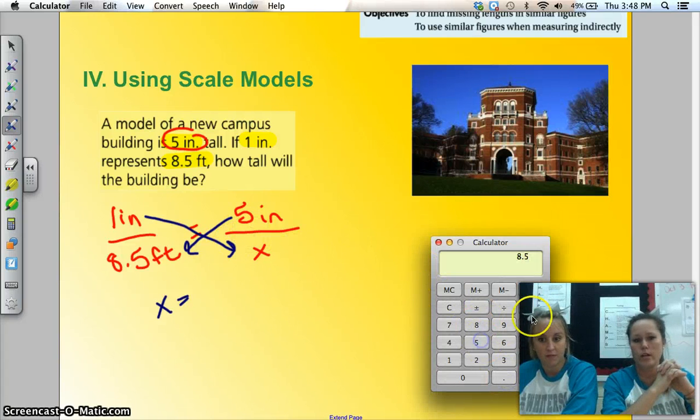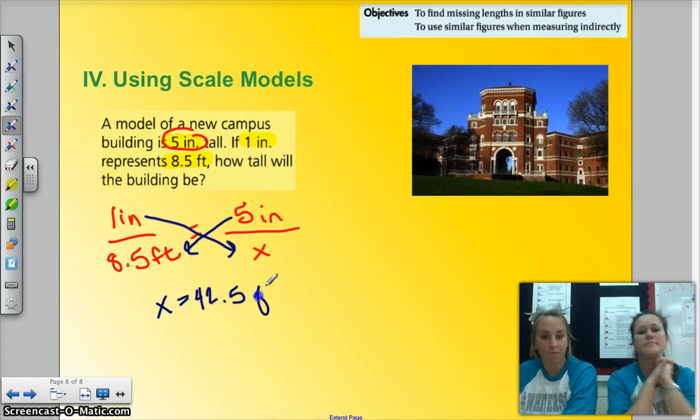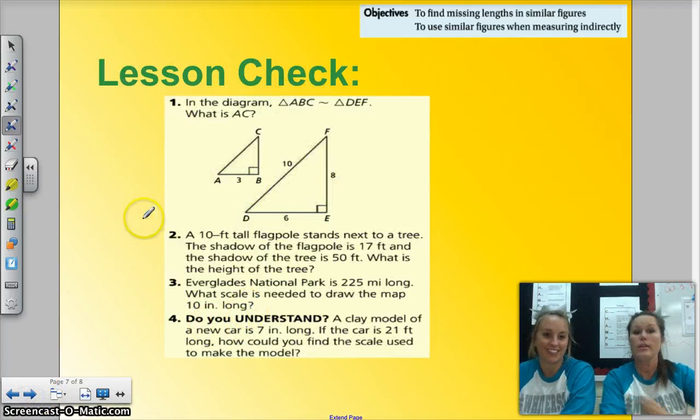It's 40 point something. No, it's going to be like 44. Just do it. I don't want to think. 42.5 feet. There you go. Done. See? Isn't this fun? Easy.